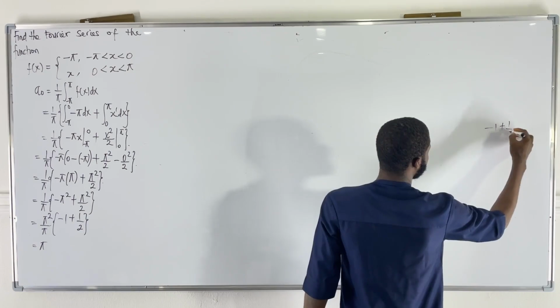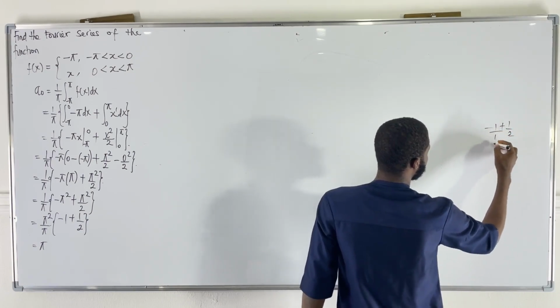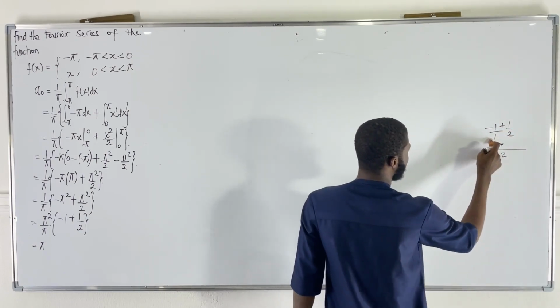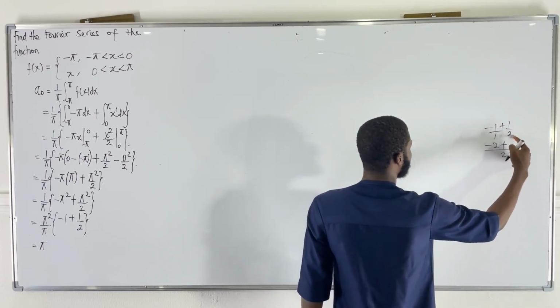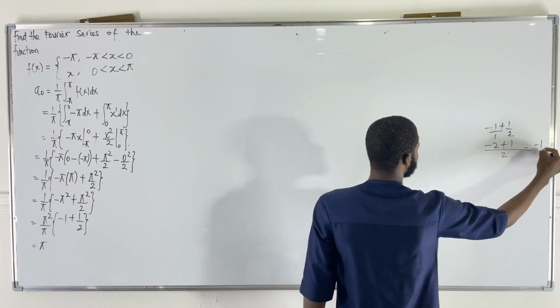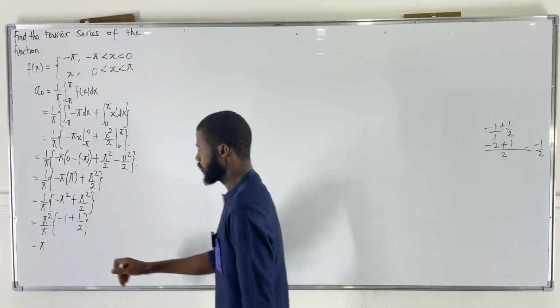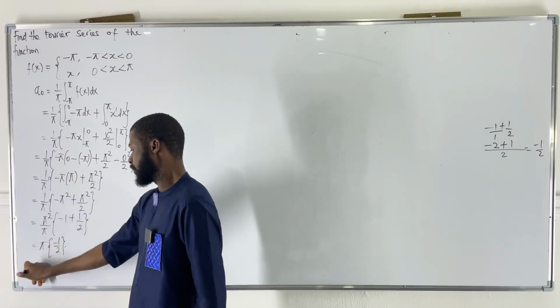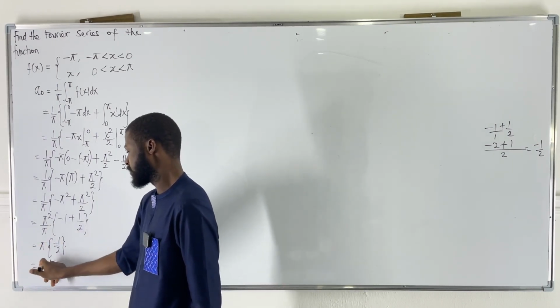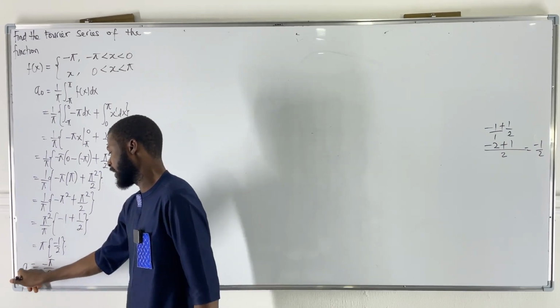Let's see so that we'll be sure. Minus 1 plus 1 over 2. So, the LCM is 2. 2 divided by 1 is 2. 2 times this is minus 2. Plus 2 over 2 is 1. 1 times 1 is 1. So this is minus 1 over 2. So we're going to have it here as minus 1 over 2. So when you expand, this will be minus pi over 2. So that's a naught.